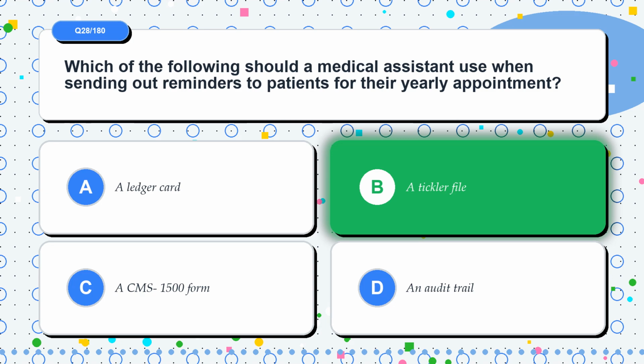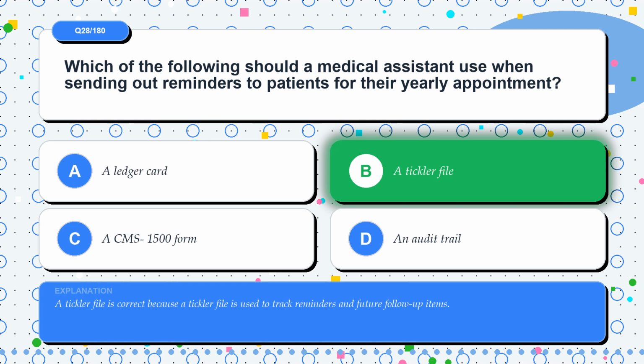The correct answer is option B. A tickler file. A tickler file is correct because a tickler file is used to track reminders and future follow-up items.